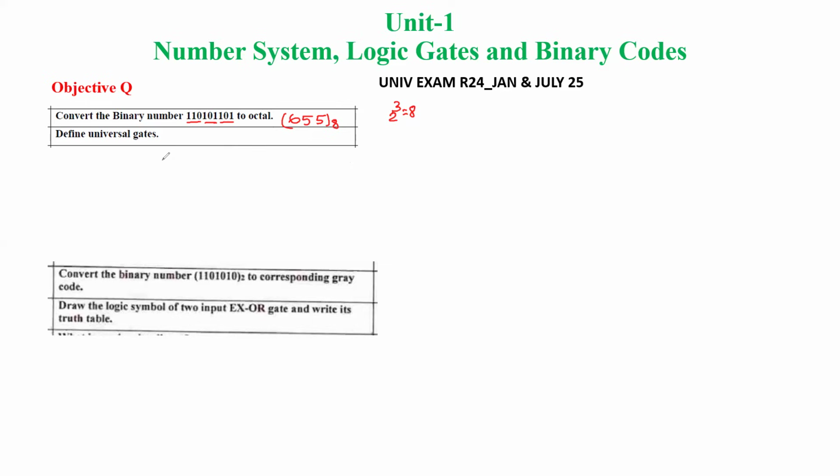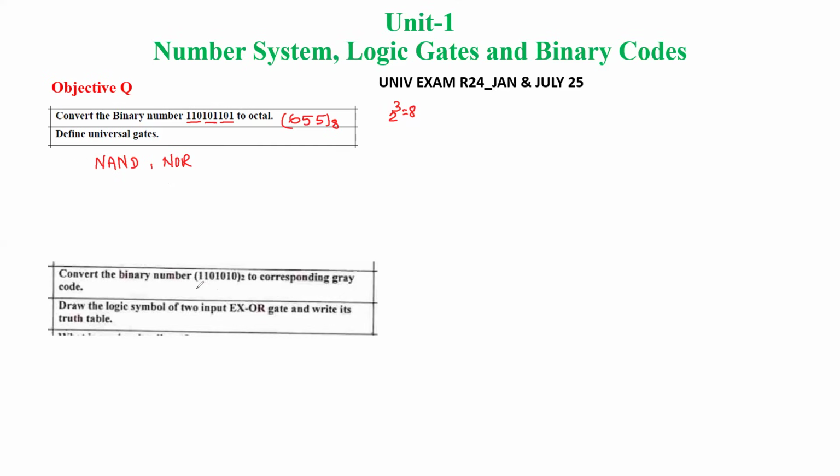Okay. Next is define universal gates. So NAND and NOR gates are called the universal gates. Why are they called universal gates? Because all other gates we can design with the help of NAND and NOR gates, and these gates are economical also.